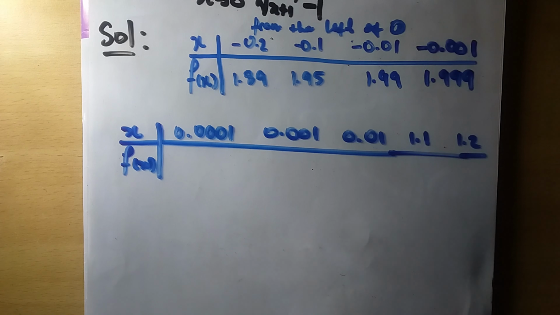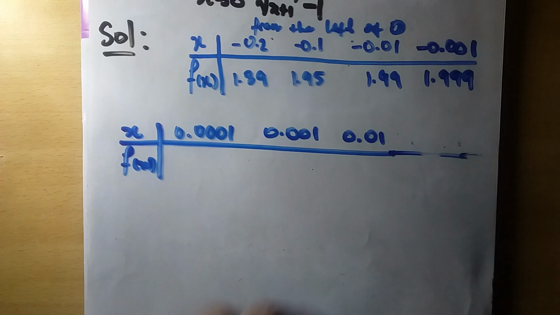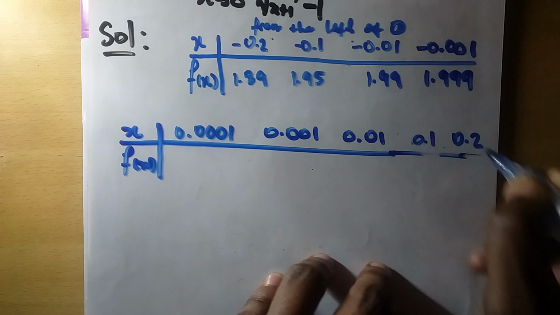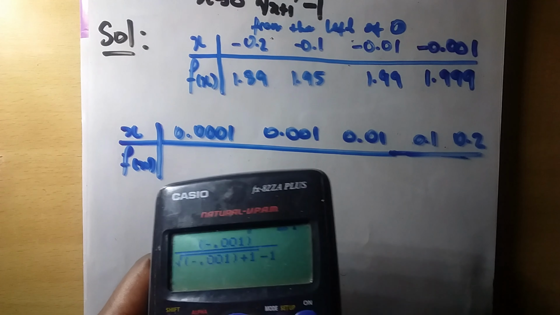Sorry, I was thinking of 1. It's actually 0.1, and then 0.2. Sorry, I was thinking of 1. You see, doing most examples of 1. Okay, so let us approach. Let us see now.